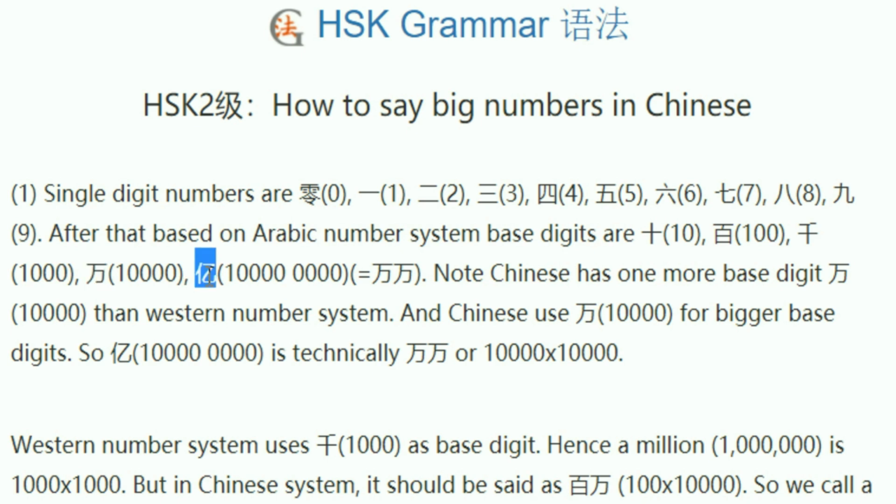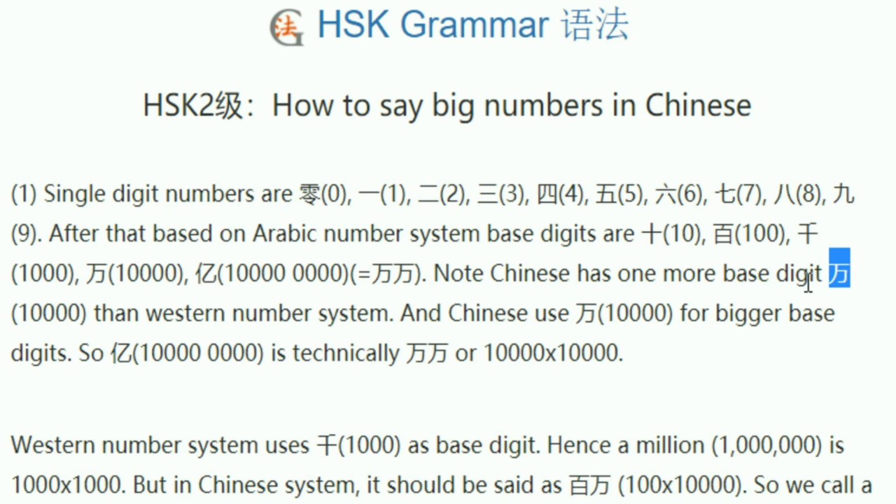Then it is not million, but we have 亿. So in Chinese, we have one more base digit, which is called 万, meaning 10,000. So it is one more than the Western number system. The Western number system continues from 十、百、千. That's it. Then you jump for every thousand.